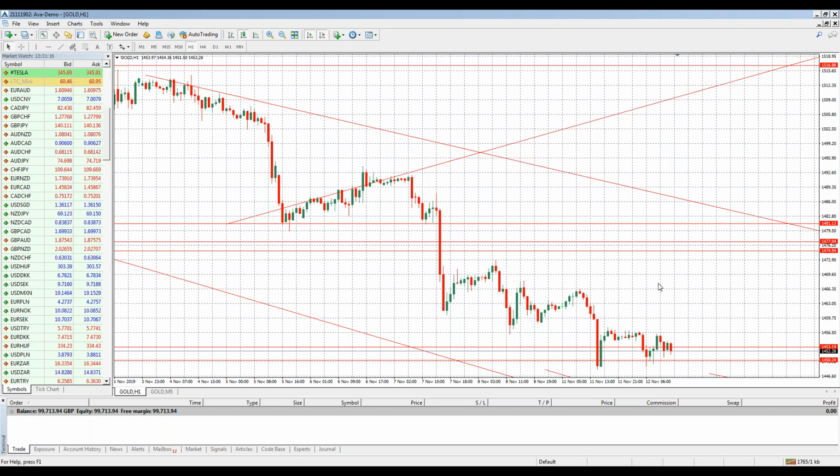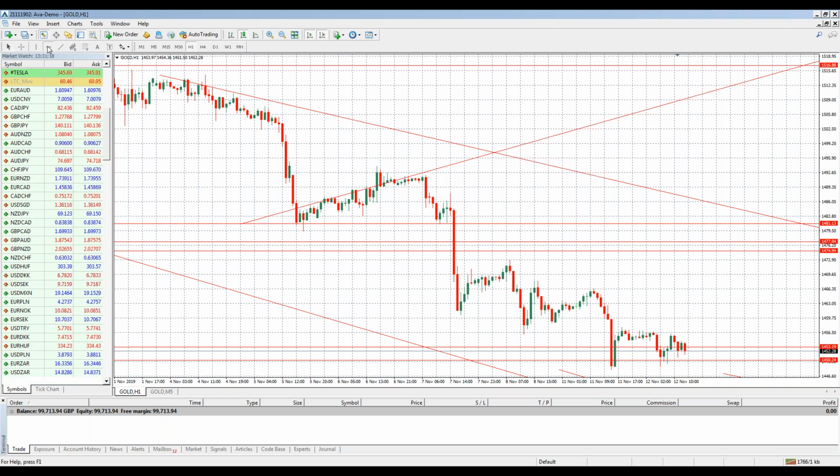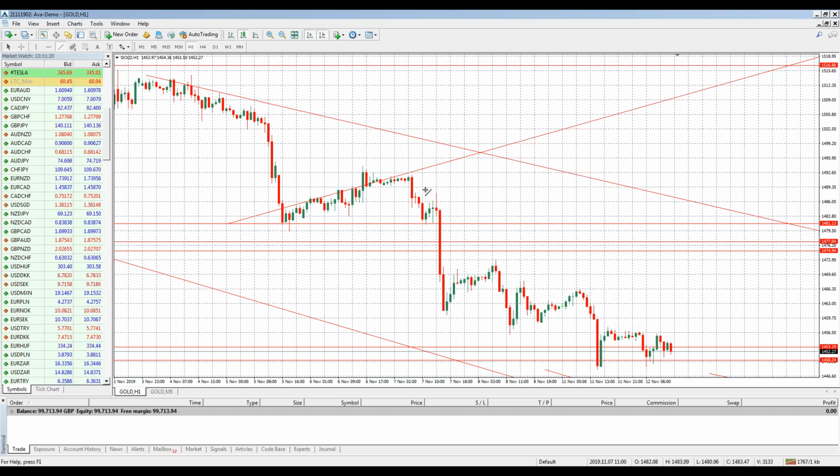How do you determine the direction? You see here, high point got lower, high point got lower, high point got lower, high point got lower. You see that? That's a downtrend. Low point got lower, low point got lower, low point got lower. That's a downtrend. Lower high points, lower low points. That's a downtrend. But what happened in the last several hours, the last 12 or 14 hours?